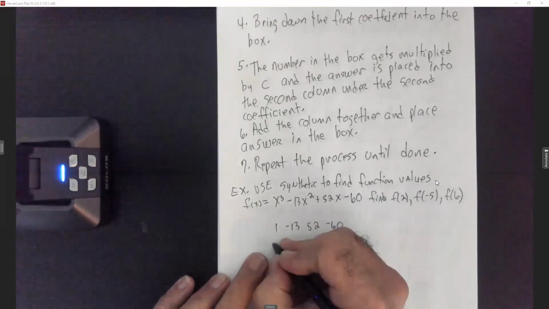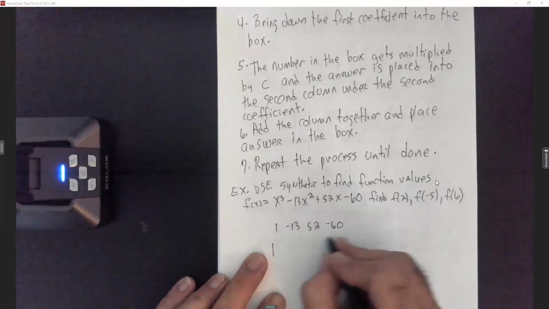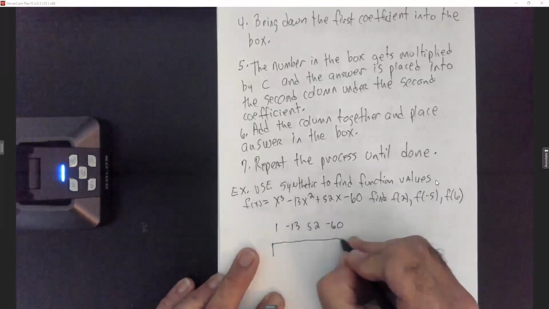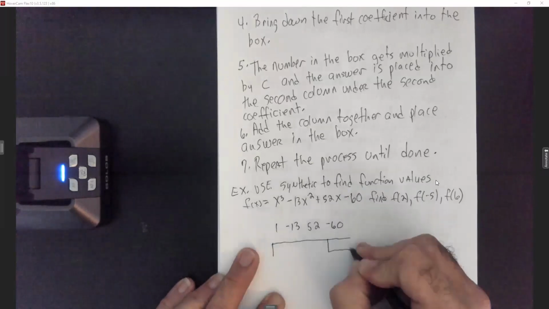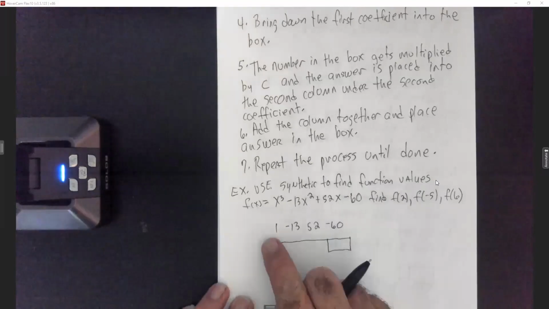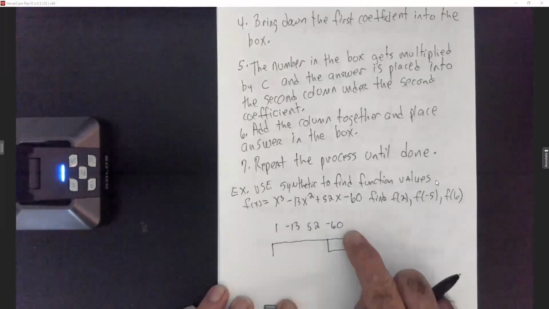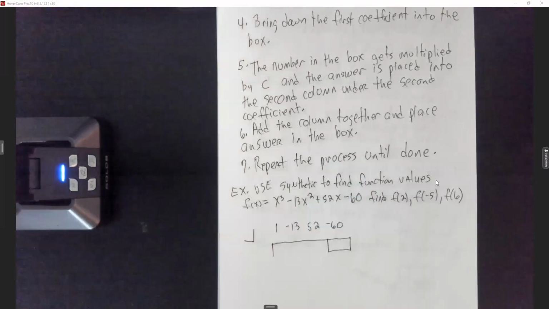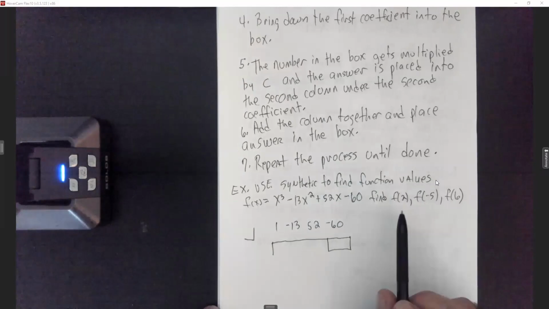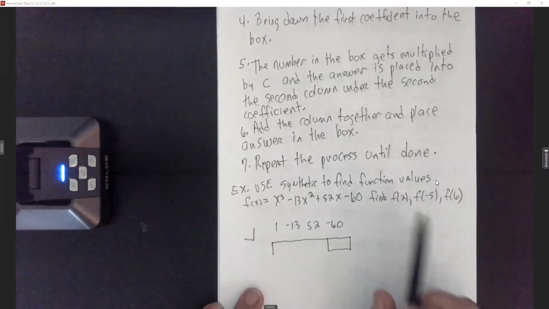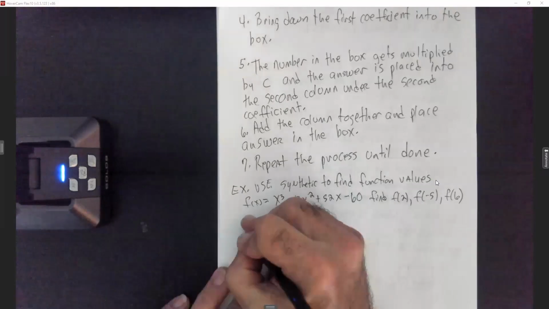Now remember, leave a little space in between because that's where the numbers are going to be added after we multiply. So under the last number, I'm going to draw the box like that. That's going to be my remainder. Over here is going to be my C. So remember, C is equal to the number you're putting in for your x's, basically. So C for us will be 2.